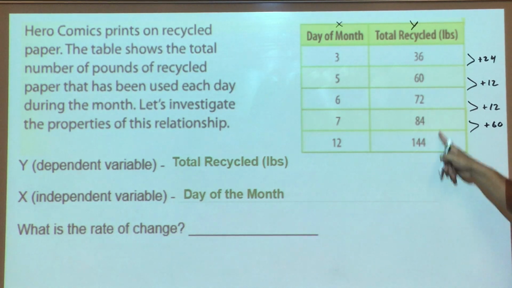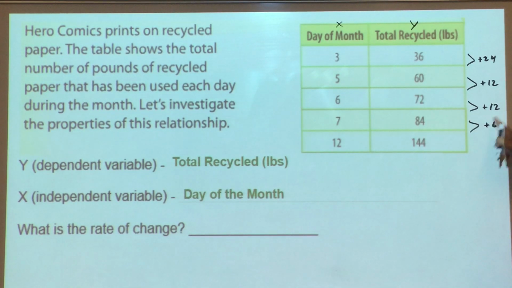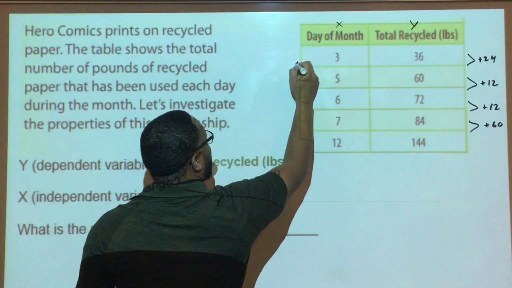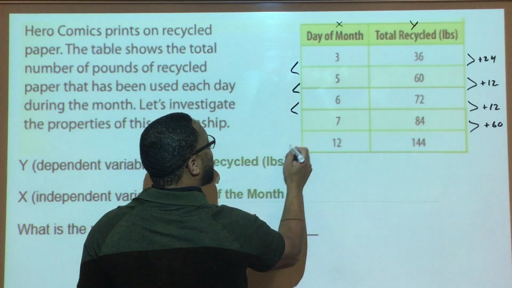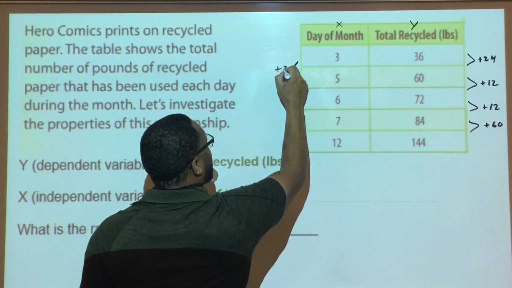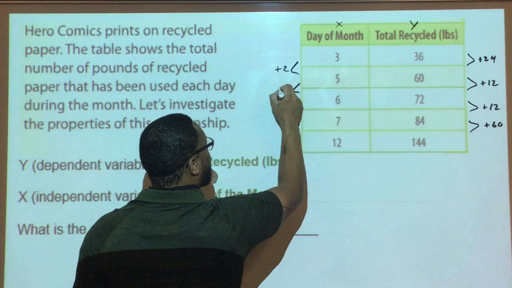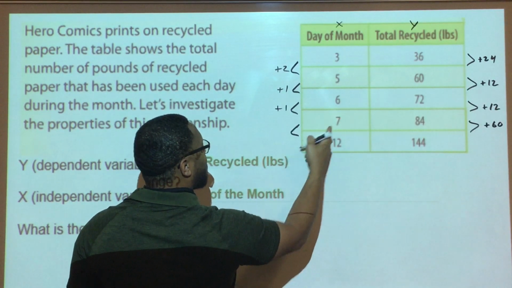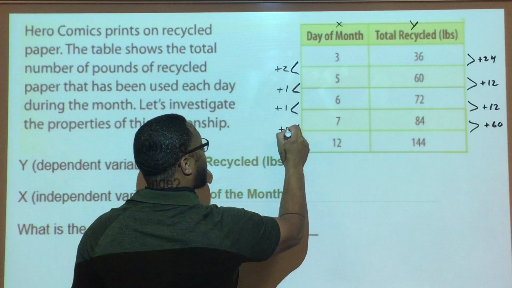So you can just find the difference between the numbers. 144 minus 84 gives me 60. 84 minus 72 gives me 12. Just find the difference between the numbers. And then as we go here, these numbers are simpler. To go from 3 to 5, plus 2, 5 to 6, plus 1, and 7 to 12, that's plus 5.